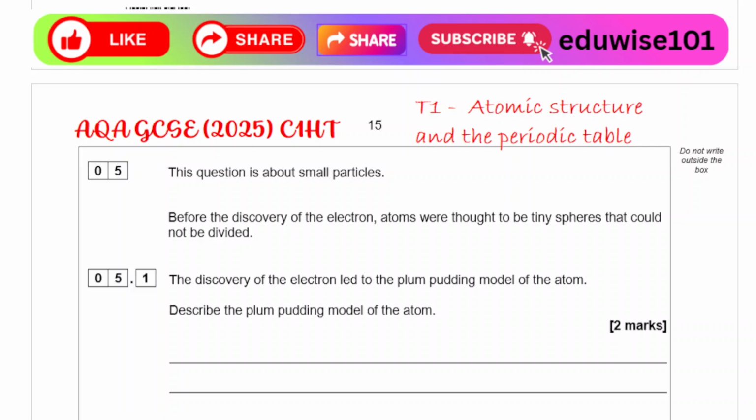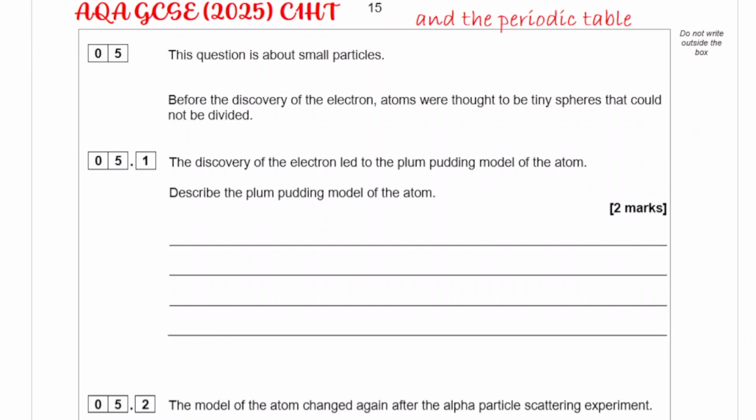Before the discovery of the electron, atoms were thought to be tiny spheres that could not be divided. The discovery of the electron led to the plum pudding model of the atom. Describe the plum pudding model of the atom. Now, if you remember, the plum pudding model of the atom is actually drawn like this: a sphere with a positive charge and electrons embedded on it.